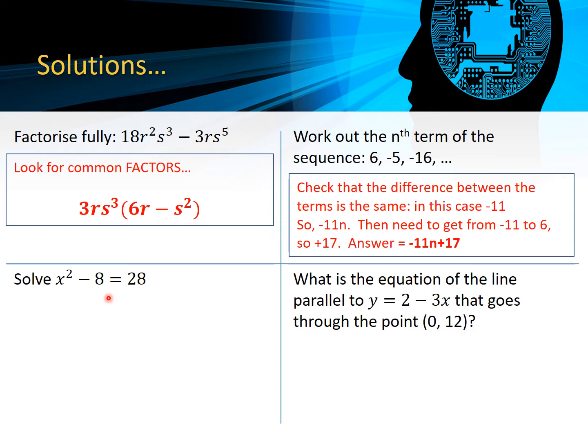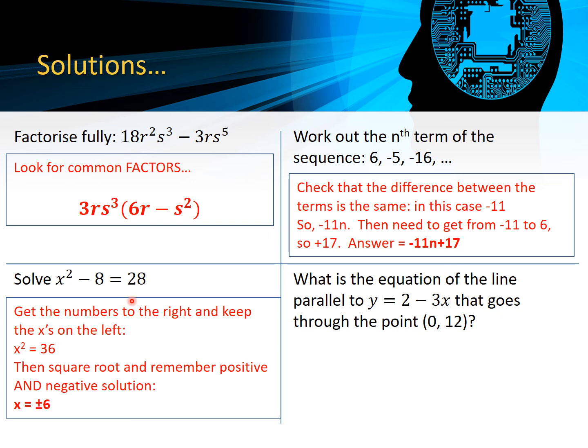Solving an equation, we've got x squared minus 8 equals 28. Similar to the last one, I'm not trying to trick you as such, but I'm just making sure that we are covering these bases. So we're going to add 8 to both sides, leaving us with x squared equals 36. Then we need to square root it. Now, when we square root it, we have to remember there's both a positive and a negative solution. So just 6 isn't okay. You've got to have positive 6 and negative 6.